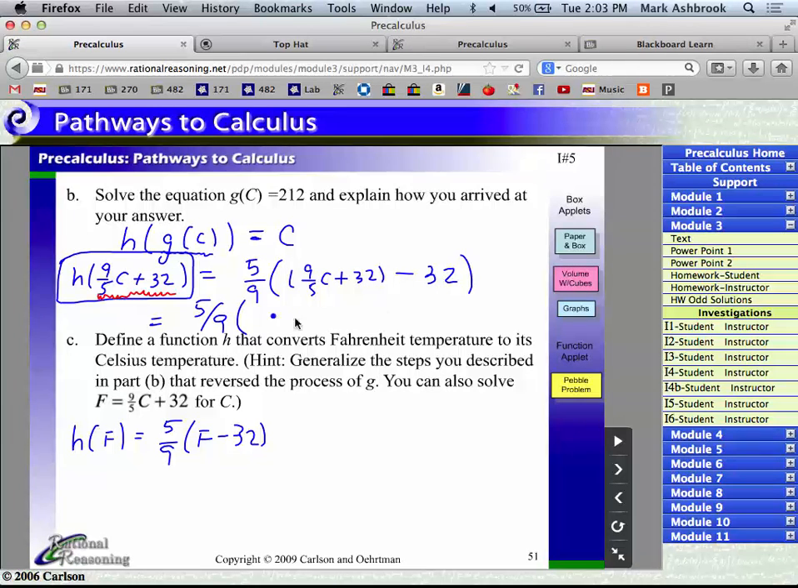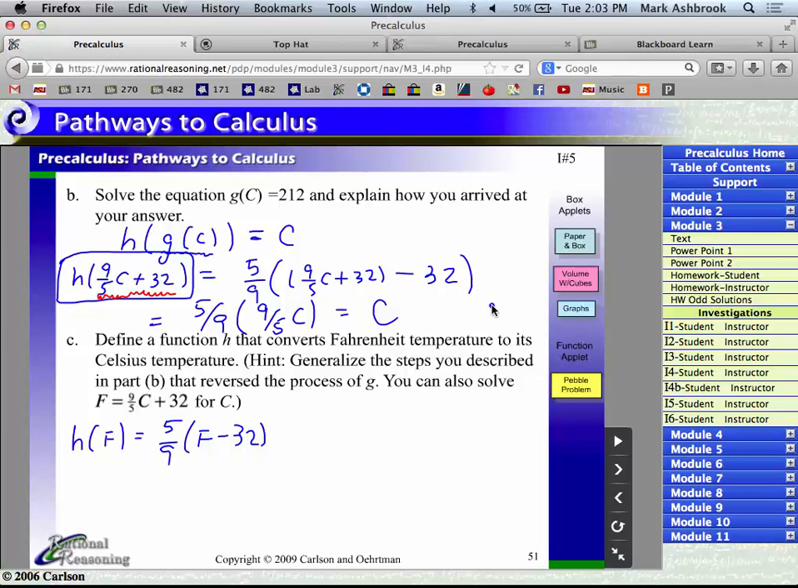32 minus 32 is 0. Can I keep going here? 5/9 times 9/5 is 1, leaving me there. So it did what we thought, right? Did exactly what we thought. We took G and we put G into H, and we mathematically showed that you get the Celsius back every time, which is exactly what we expected.